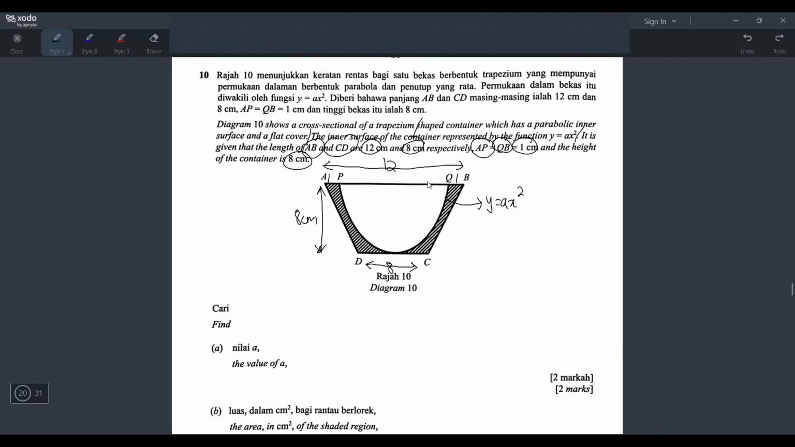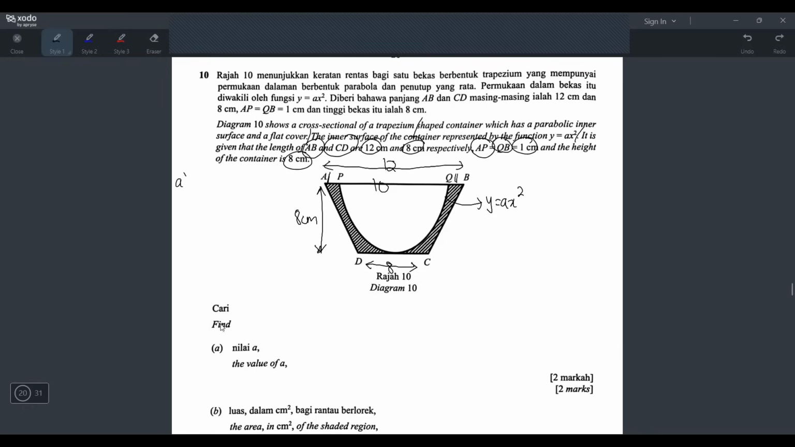Okay, can I find the diameter? Cannot. I cannot call it diameter, right? Because this is not a hemisphere. But what I can do is find the distance here actually. Because the whole distance is 12, right? This one is 1, this one is 1. So if I take 12 minus 1 minus 1, I would get 10. It means 10 is the distance from P to Q. But this is a parabolic curve, right? So, okay, I don't know. Okay, so far it's like that.